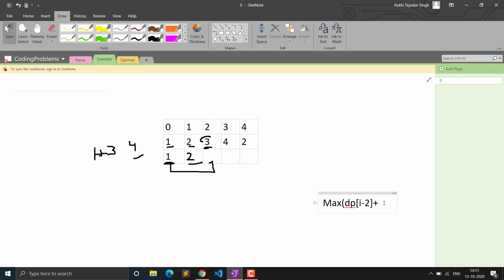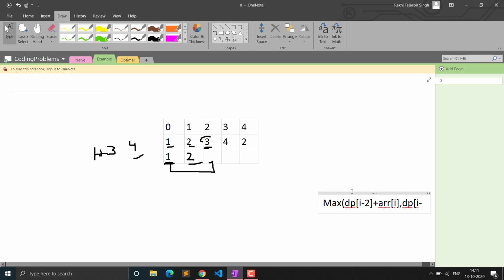So we will include the current house, so the profit for that will be array of i. Out of that max, this is one value, and the other value will be simply the previous value, that will be dp of i minus 1. This is what we were doing in the first solution, house robber 1. At this point, 1 plus 3 will be 4, which is greater than this 2, so we will end up having the value 4. Now we choose the max of this 4, or 4 plus 2. 4 plus 2 will be 6, which is greater than 4, so we will simply choose 6 here.